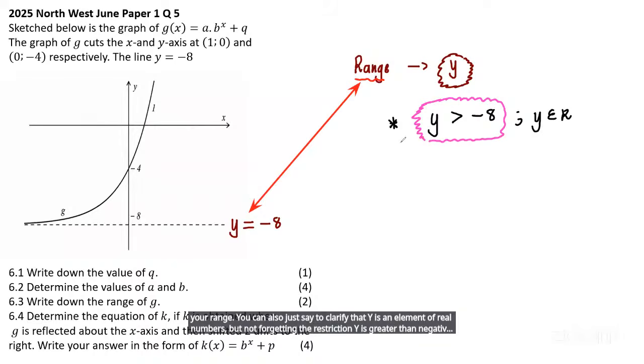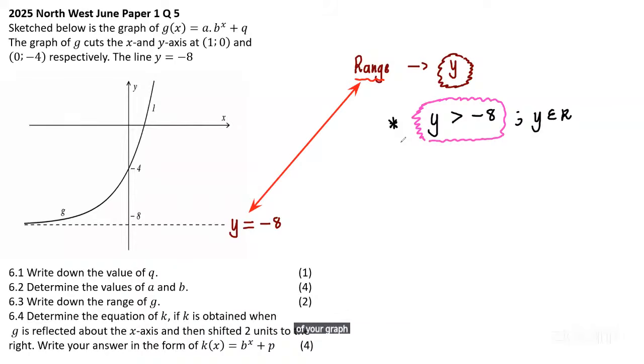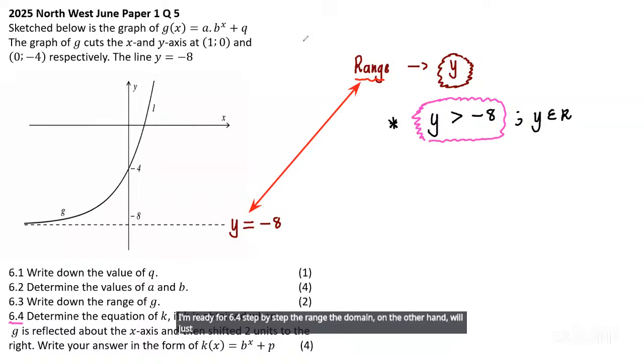All the values of your graph are above -8. I'm ready for 6.4, step by step. The range, the domain on the other hand, will be strictly for the x values.